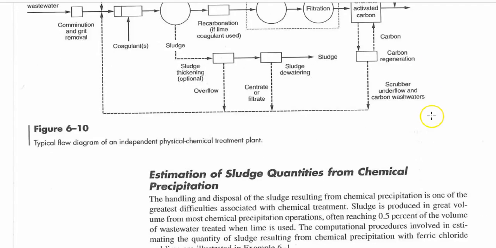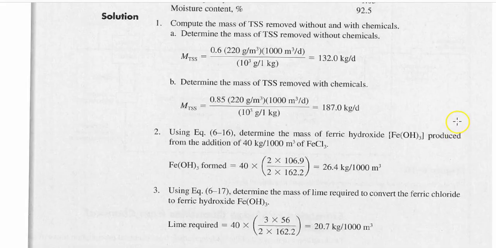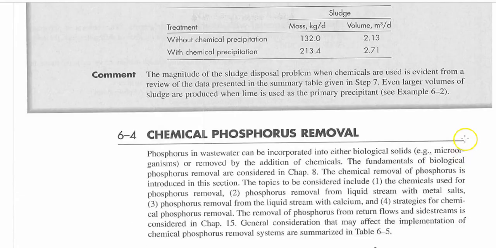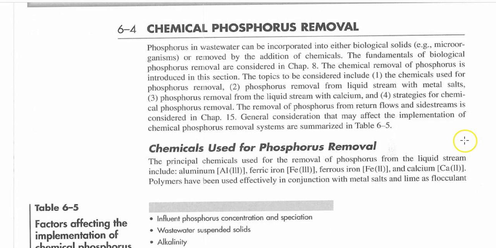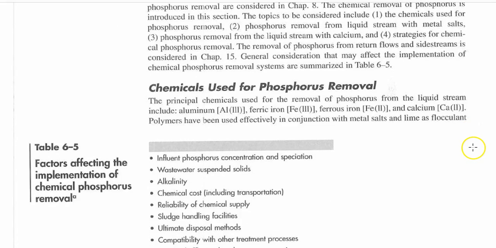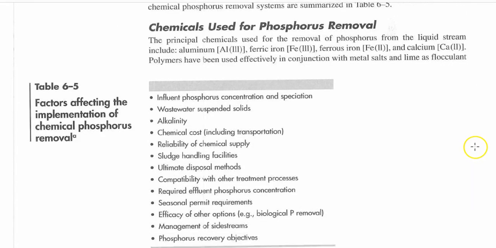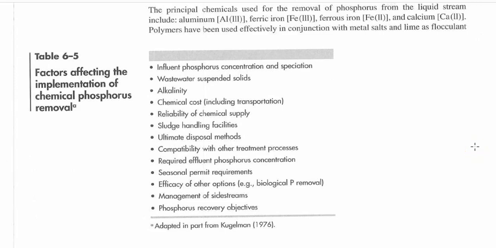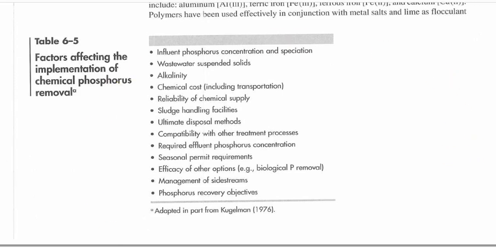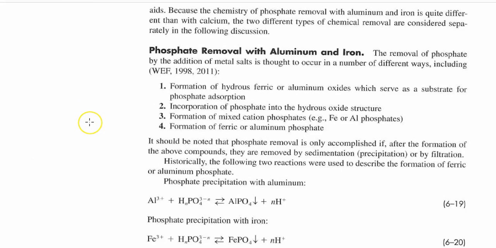But let's go back now to the phosphorus removal theory, which we find in 6.4. And the main chemicals used, we have already mentioned some of them, and also here is a list of the factors affecting how to implement it that you can read on your own.